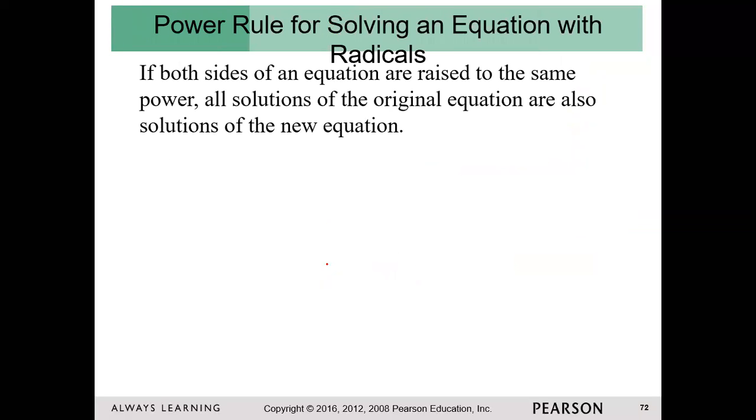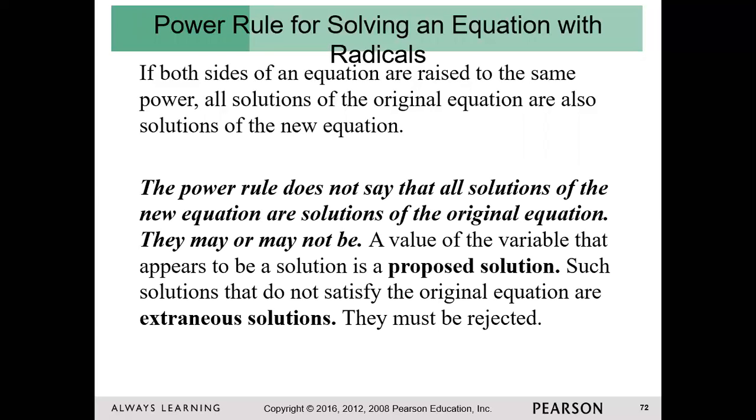All right, so the power rule says, if both sides of an equation are raised to the same power, all solutions of the original equation are also solutions to the new equation. So squaring both sides or cubing both sides will not change the solutions to the original equation. So if you have radicals in your equation, especially if you have a variable that's trapped under that radical, your job should be to untrap it by either squaring or cubing or raising it to the power of 4, whatever index you have, that's what you're going to have to do to both sides of the equation.